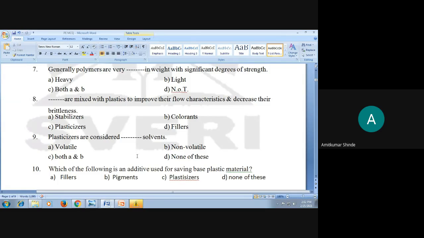Okay, some more. Few I have collected here. One or two I will read. The material which softens on heating and solidifies or hardens on cooling, you have to name it. The plastic materials which soften on heating and harden on cooling are thermoplasts. Answer will be thermoplasts.